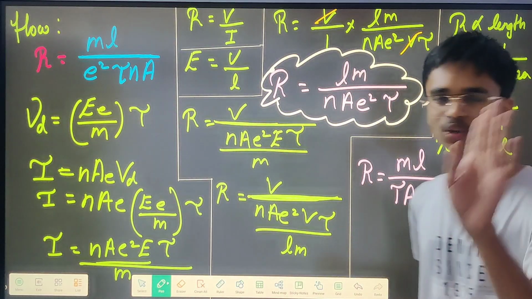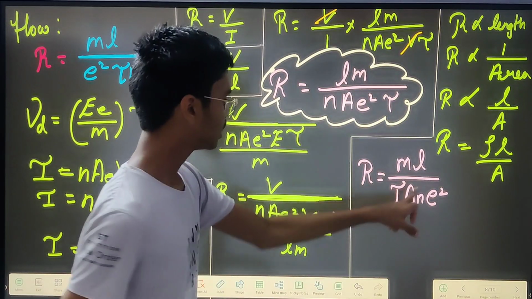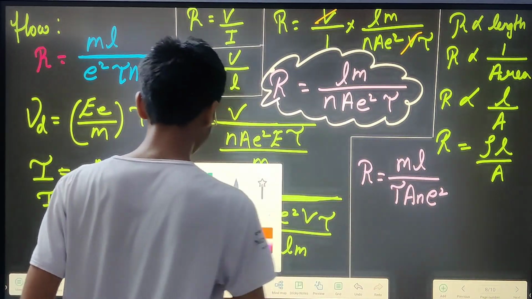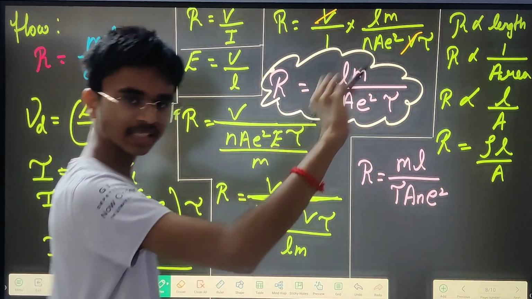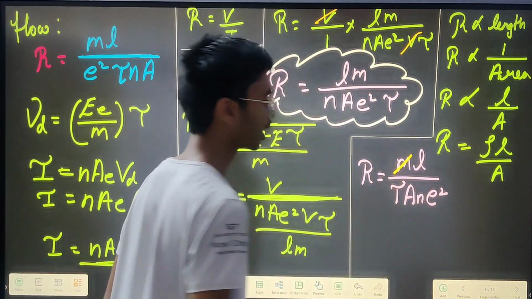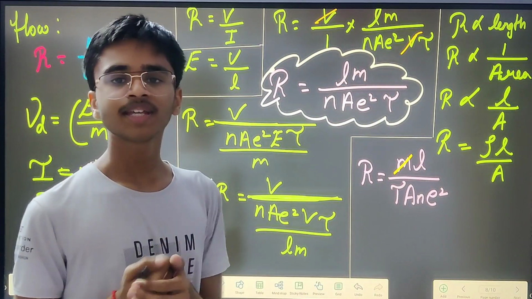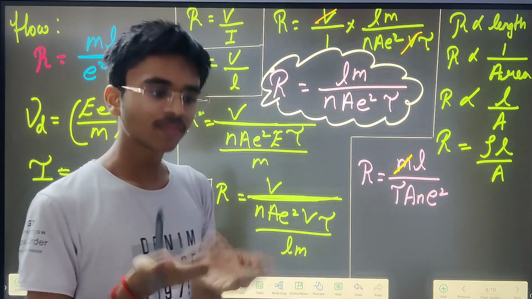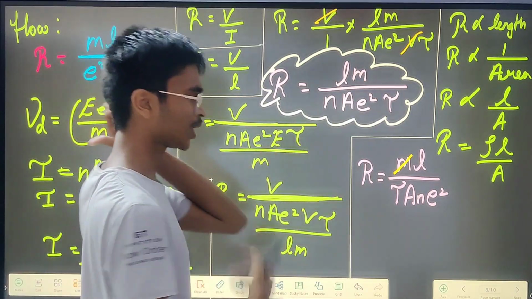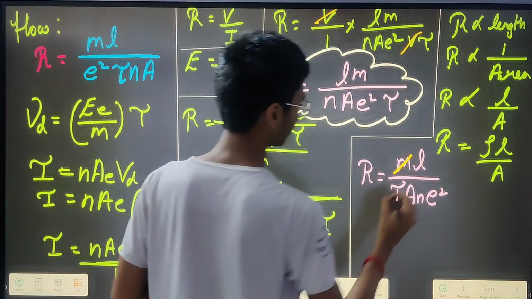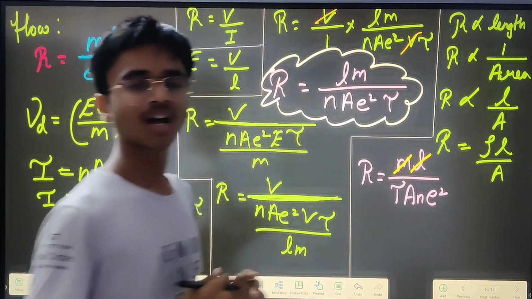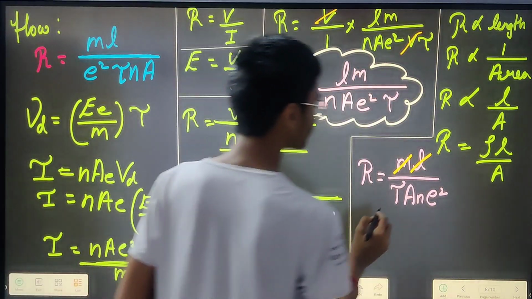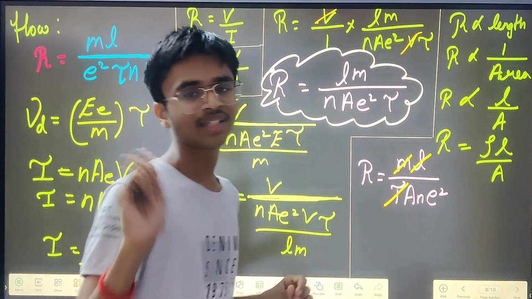M is mass, that also you would have already known. I will just cancel each term. M is mass that we know, the mass of that particular total wire, or the mass of the total ball, anything. Mostly wire mass, so that's why I say wire. L is the length of that wire, or the cross-sectional length also we can say. Tau is the relaxation period of electrons.